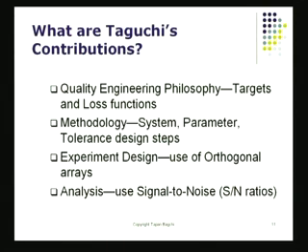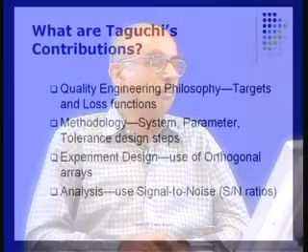Also, Taguchi gave us a methodology. He gave us something that comprises 3 steps in trying to design a new product, for example. There's the system design step, then there's the parameter design step, which is the robust design step. Then you've got tolerance design. These are 3 steps that are required if you want to achieve good performance in the final product.